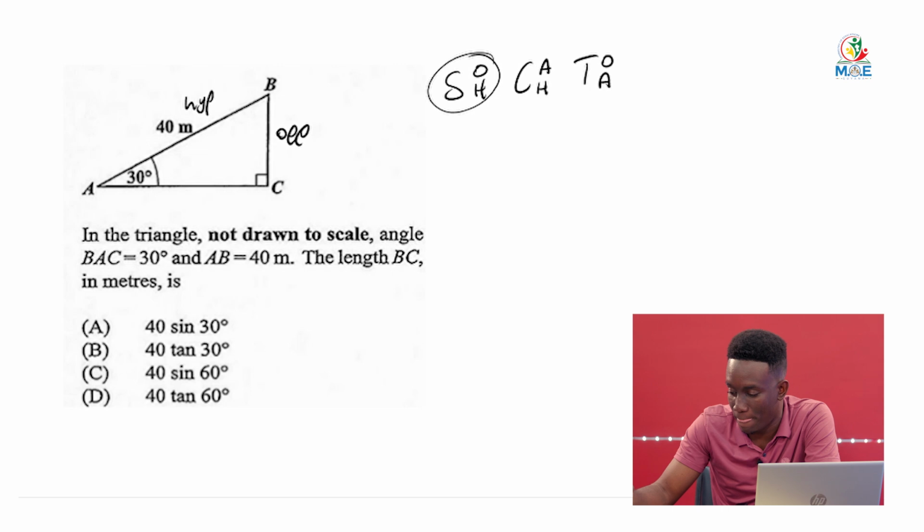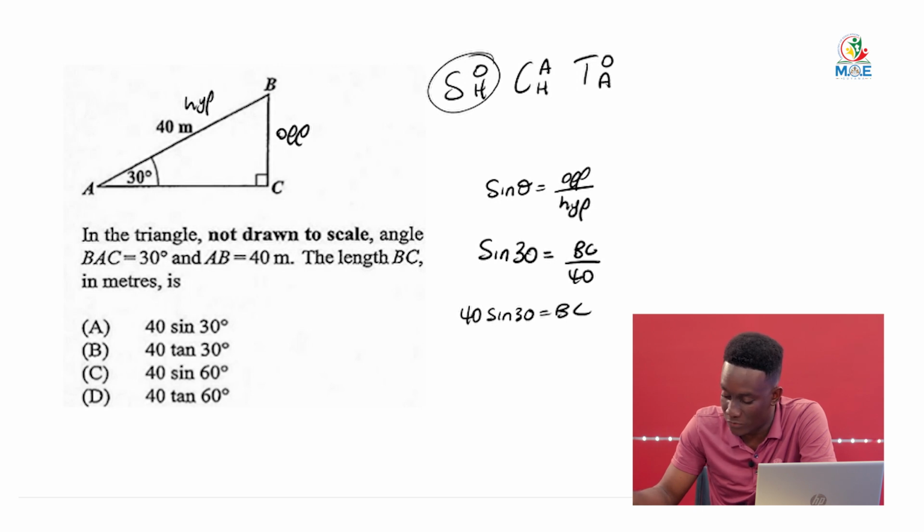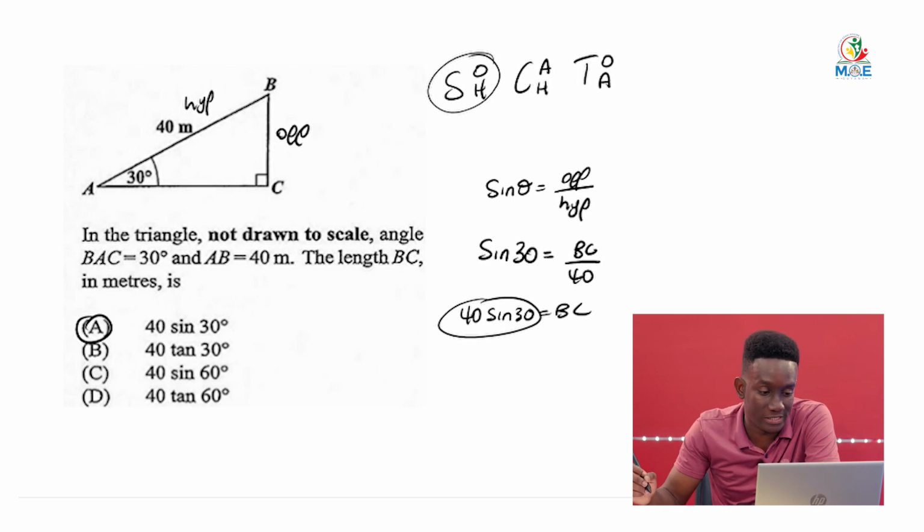So we can say sine theta is equal to opposite over hypotenuse. So sine theta in this case, sine 30, is equal to the opposite, which is BC, over the hypotenuse, which is 40. So this 40 is divided. When we take it over, we'll multiply. So we'll have 40 multiplied by sine 30 is equal to BC. So which one has 40 sine 30? We see that the answer there is A, 40 sine 30.